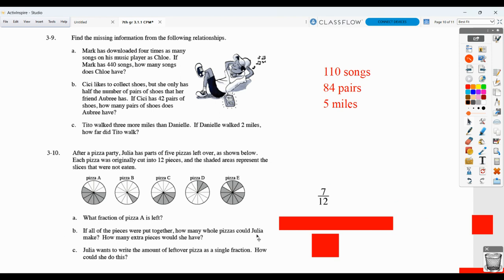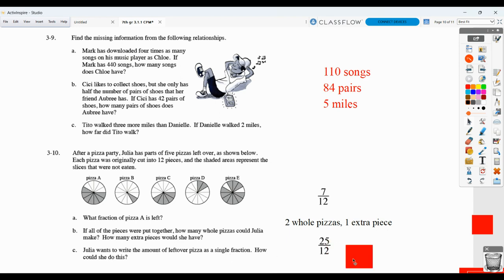If we added them all together, how many whole pizzas could you make? So if you take 7 twelfths plus 1 twelfth plus 5 twelfths plus 2 twelfths plus 10 twelfths, you end up getting 25 twelfths, which means you could get 2 whole pizzas with 1 left over. So 24 twelfths would be the 2 whole pizzas, and you'd have 1 extra slice. And then Julie wants to write it as a fraction. How could she do that? Again, 25 pieces where each pizza holds 12 slices, 25 twelfths.